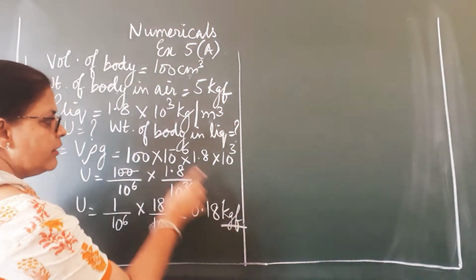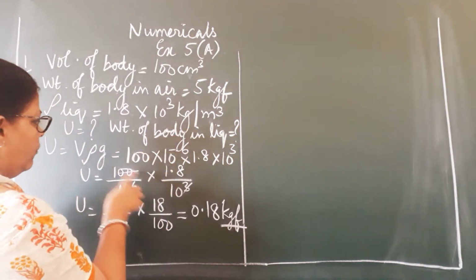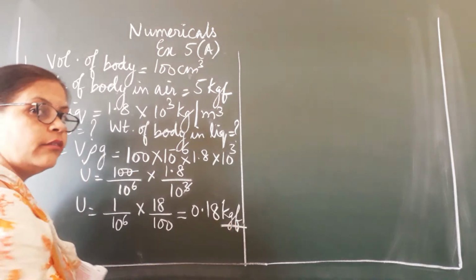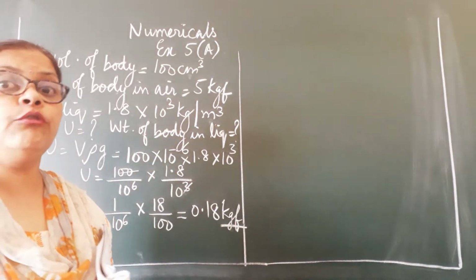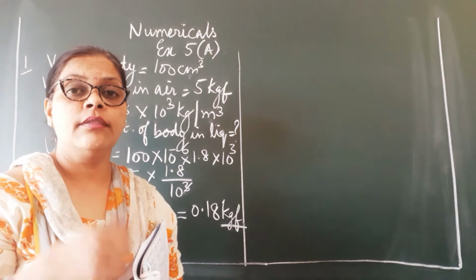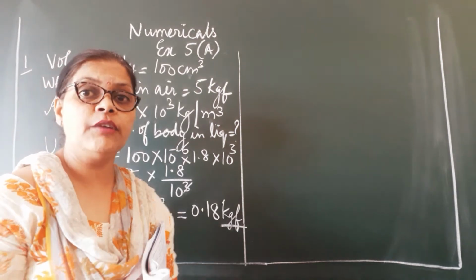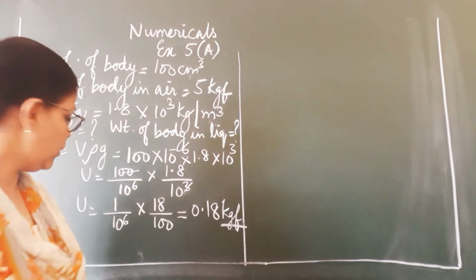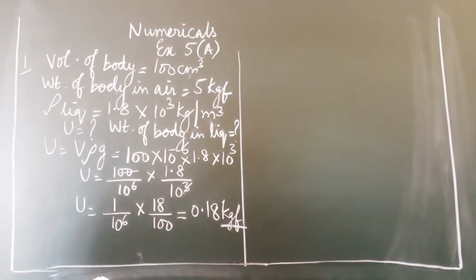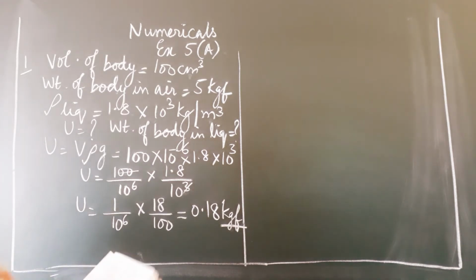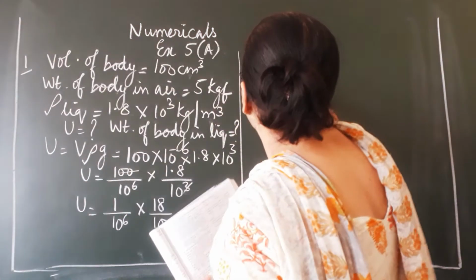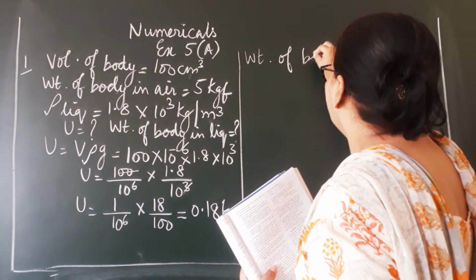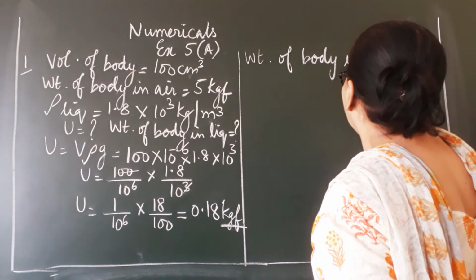Now because we haven't substituted the value of g over here, so the unit will be kgf. If we would have substituted the value of g, then your unit would have been Newton. But we haven't substituted. That's why the unit for upthrust is kgf. Okay. Now the second part of the question is, you are supposed to find out the weight of the body in liquid. I am doing it over here. Weight of the body in the liquid.